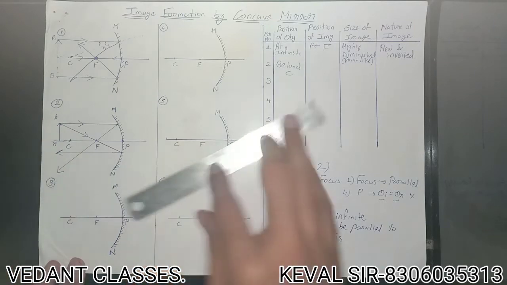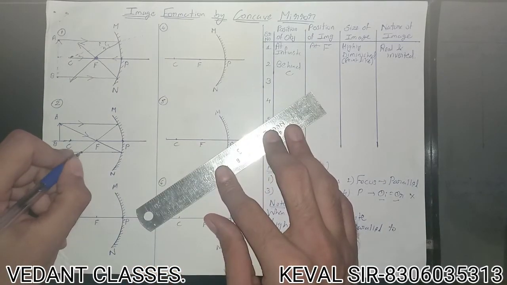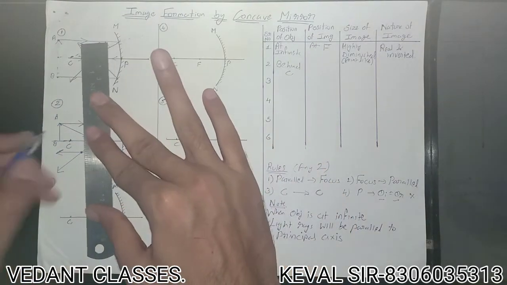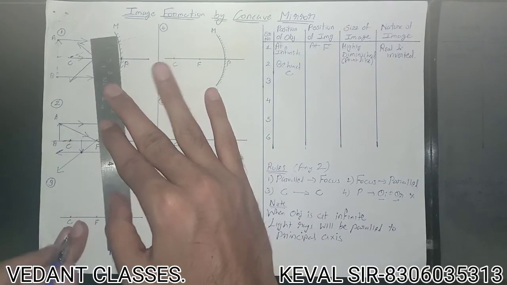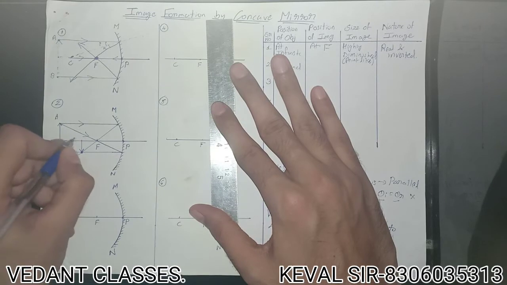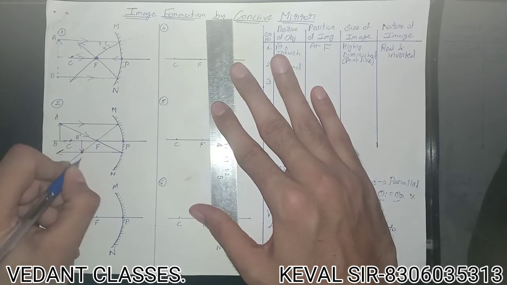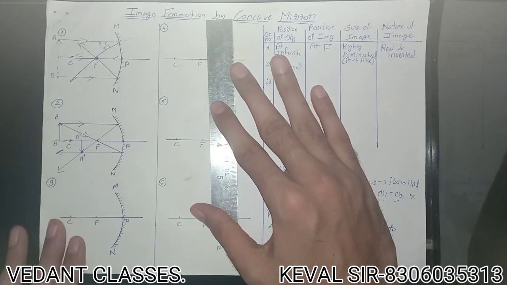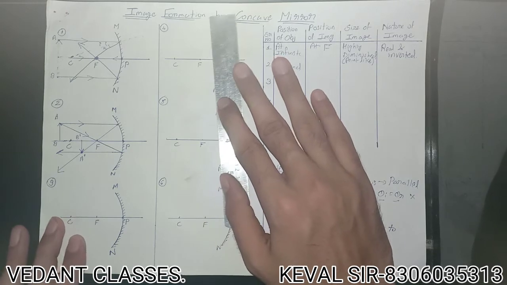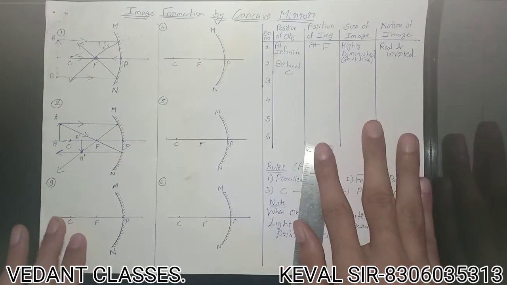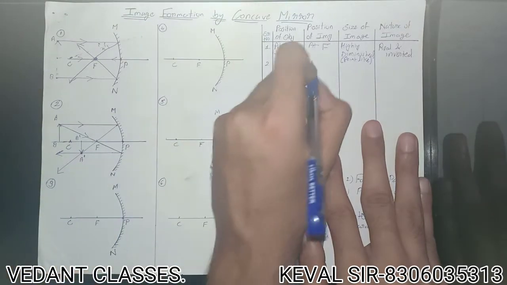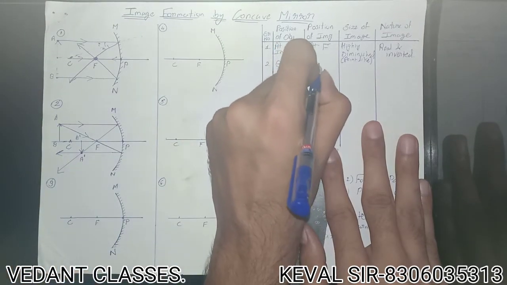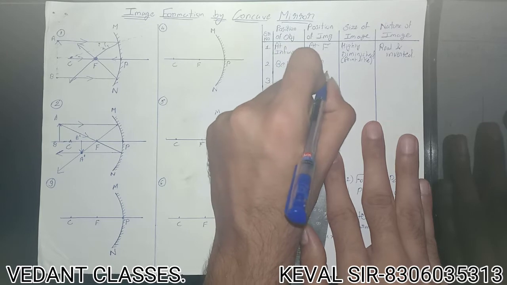See here, the rays are actually intersecting, so you will get a real image. This will be a point, B dash, and this will be A dash. So this is the image that you are getting in this case. The position of the image is between C and F.